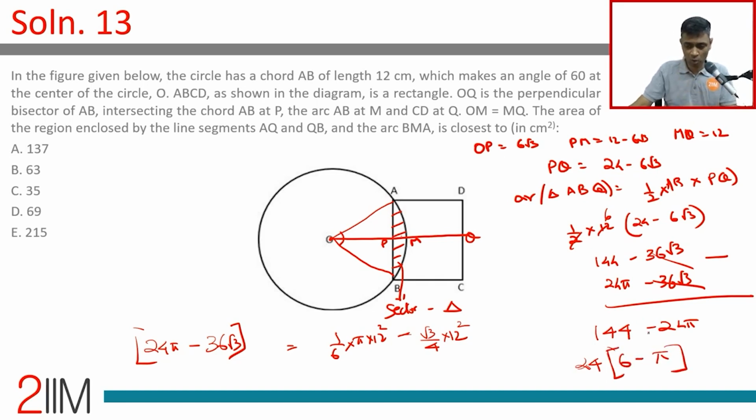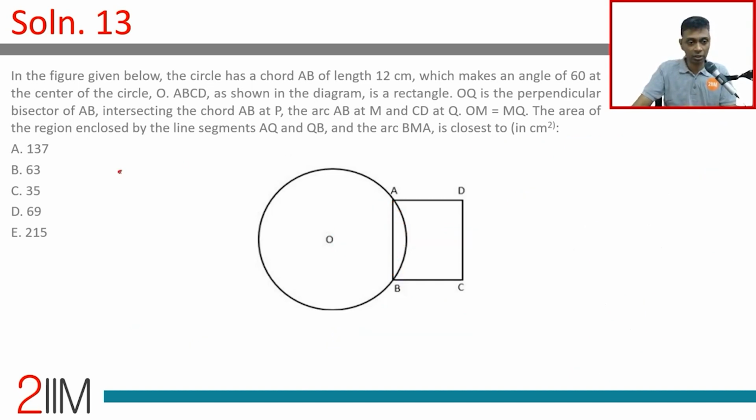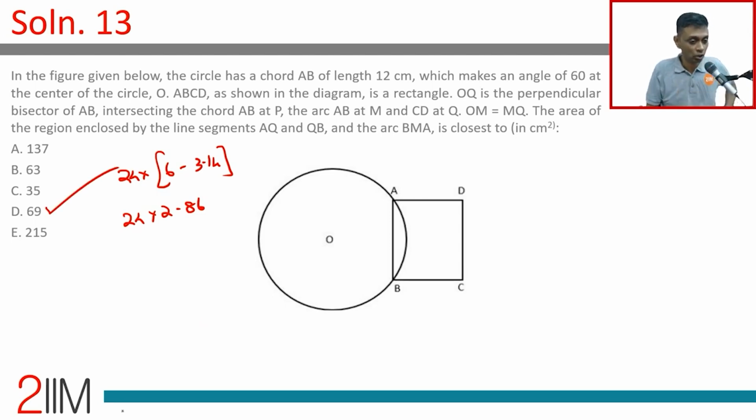Pi is 3.14, so this is roughly 24 into 6 minus 3.14, 24 into 2.86. 24 into 3 is 72. 24 into 0.14 is 3.5 something. So 24 into 2.86 is 72 minus 3.5, roughly 69. So we're looking at 68.4, 68.5, roughly 69 square centimeters. Beautiful question. We're going to be very methodical about this.